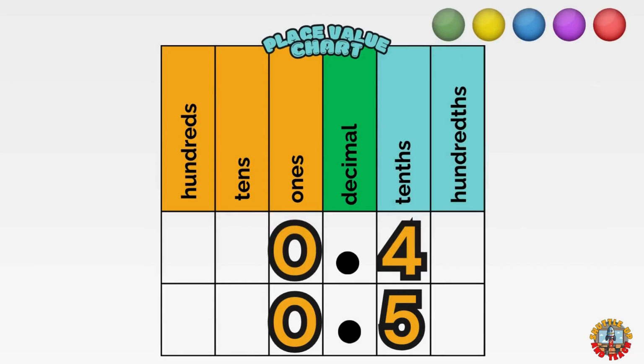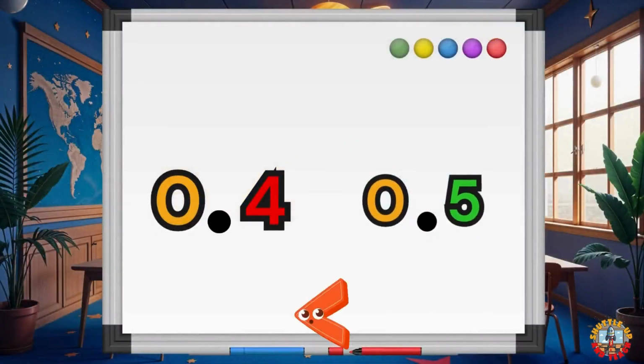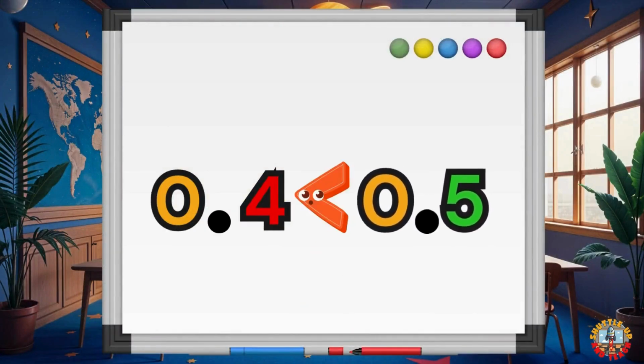Let's take a look at two decimals, 0 and 4/10 and 0 and 5/10. First, we compare the tenths place. In 0 and 4/10, the tenths digit is 4, and in 0 and 5/10, the tenths digit is 5. Since 5 is greater than 4, 0 and 5/10 is greater than 0 and 4/10.